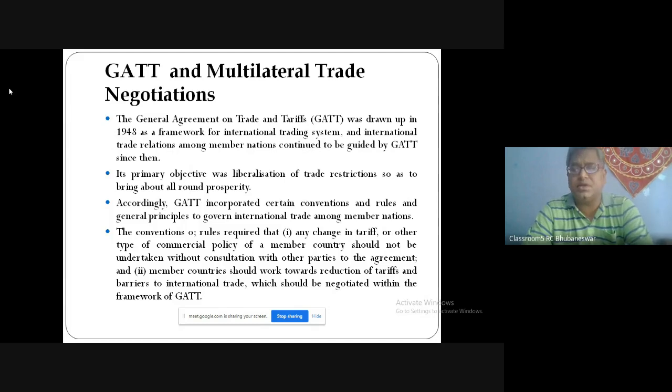Suppose Japan is a member of the GATT association, or Bangladesh is a member, or India is a member. It means it is easier for us to trade with Bangladesh, with Japan, or with any other country. This is called liberalizing trade restrictions to bring all-round prosperity. GATT also allows member countries a reduction of tariffs and barriers to trade, and it is negotiated within the framework of GATT.